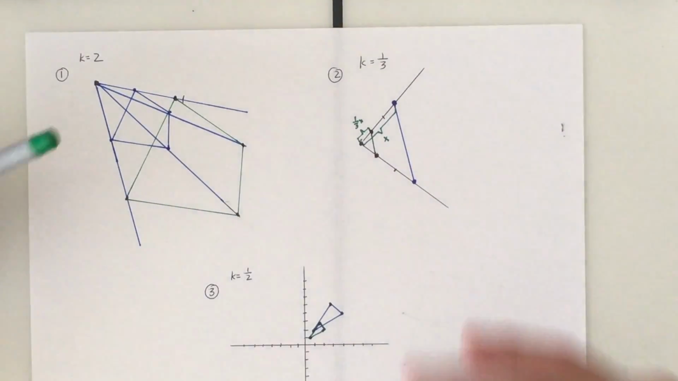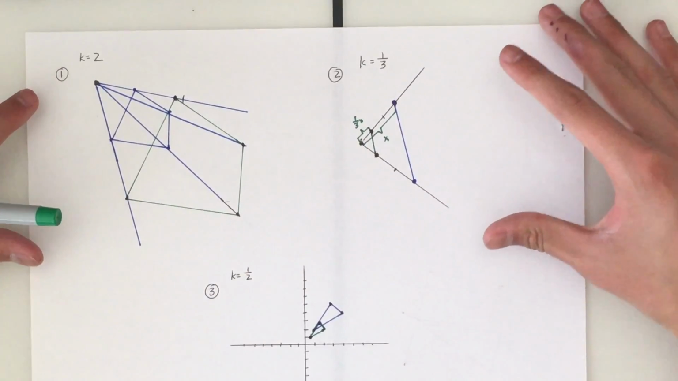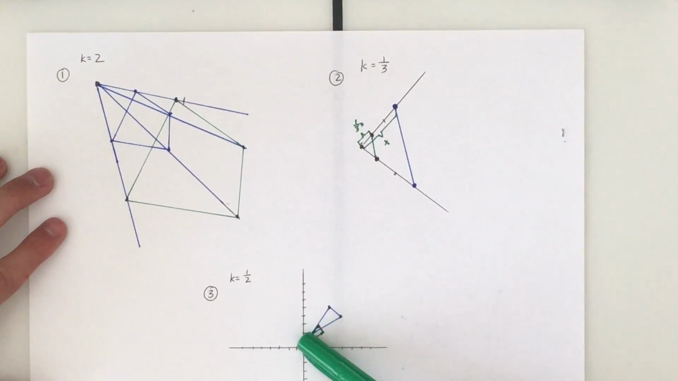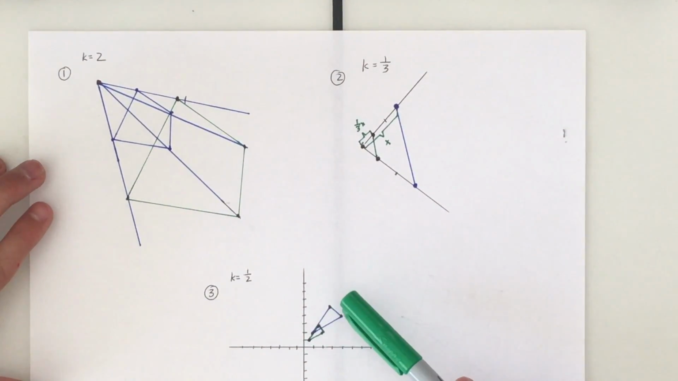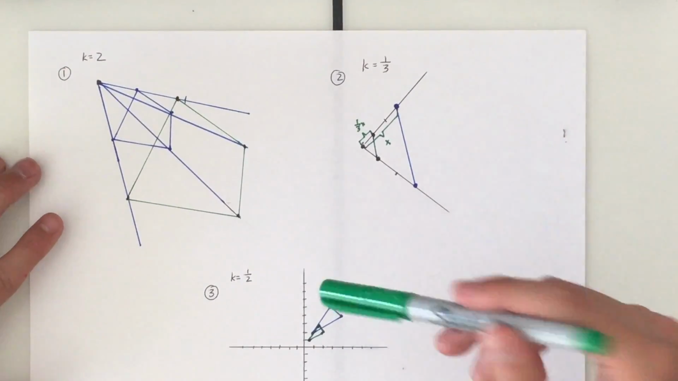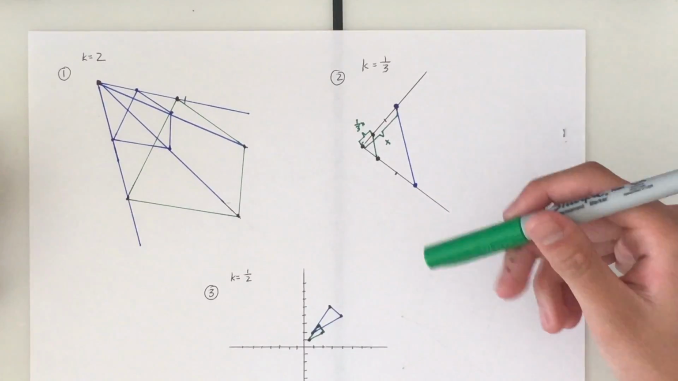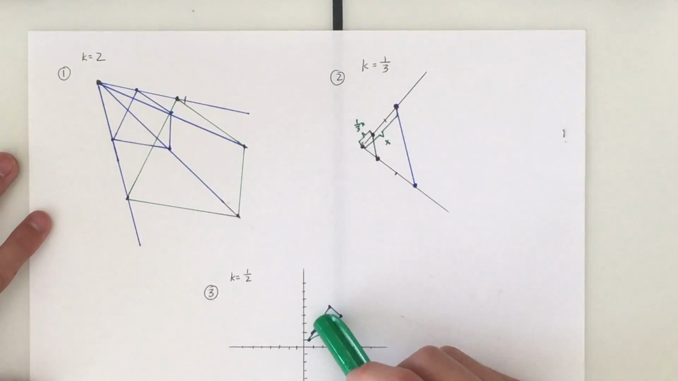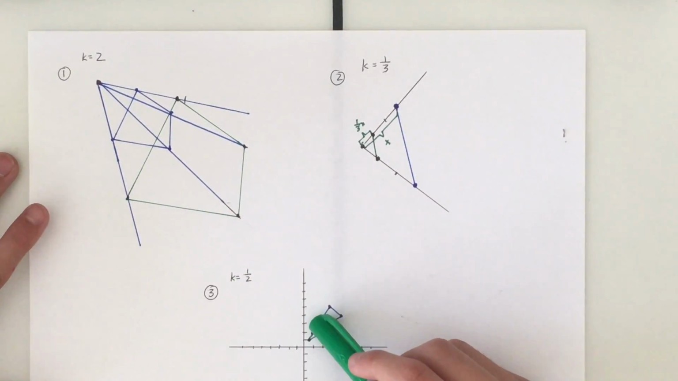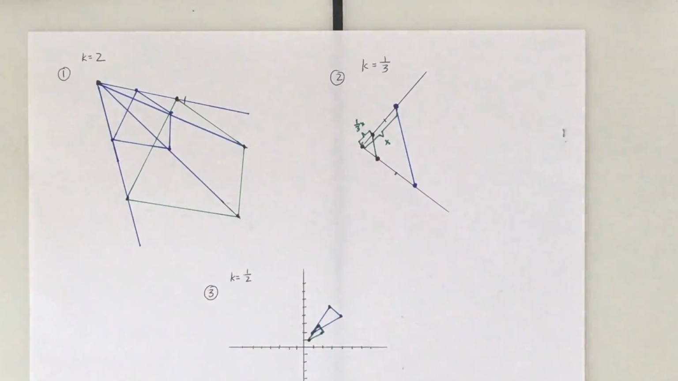Remember that when you're dilating, you're only changing the side lengths. The side lengths are being changed by the scale factor. You're not changing the orientation, you're not changing the shape, you are just changing the size. And by size, I mean basically just the side lengths. So that was dilations. It's a pretty easy concept. You shouldn't have any trouble with it.